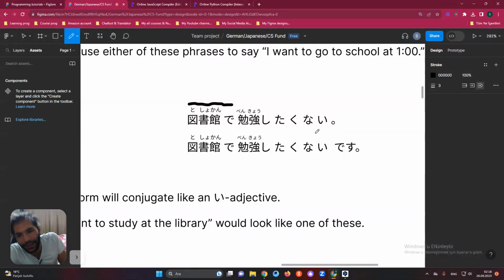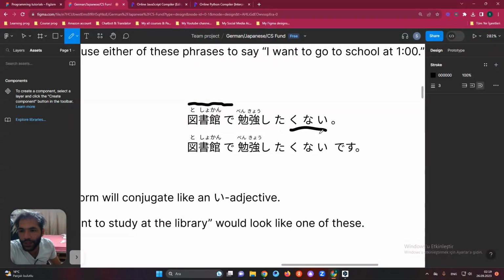Oh, I think it's saying I don't want to study at the library, because kunai makes it negative, as you said before. It's not positive. If you said katta, it would be positive. But in this case, it's ending with kunai, which means negative.